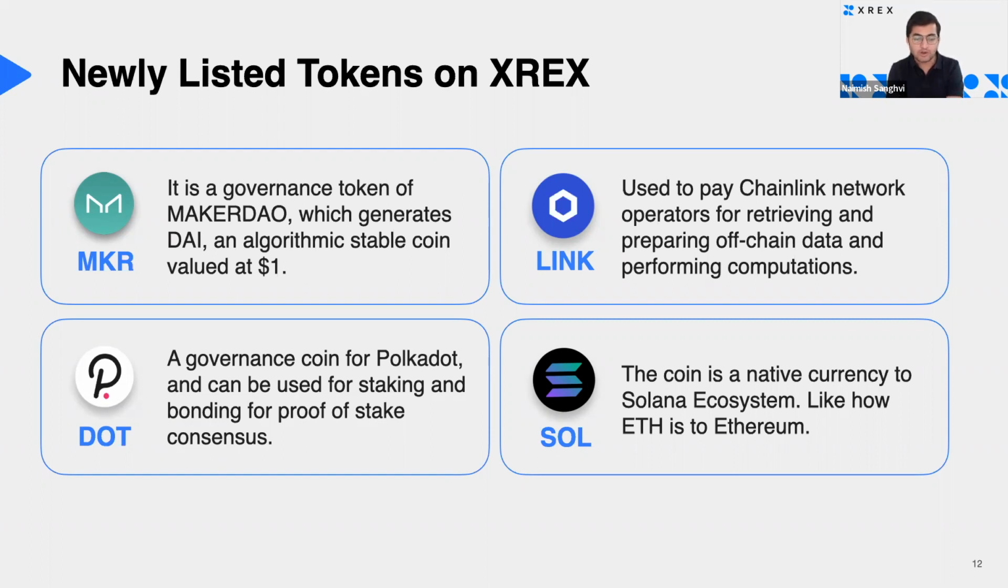Then you have Polkadot. It's again a governance token of the Polkadot ecosystem, and it can be used for proof of stake consensus. So the Polkadot you have, if you stake them, you can use these tokens to essentially secure the network and earn interest or earn more tokens by staking these tokens. So that's why these are really popular cryptocurrencies, and some of them have been around for over 4 or 5 years now. So these are the new coins on XREX.